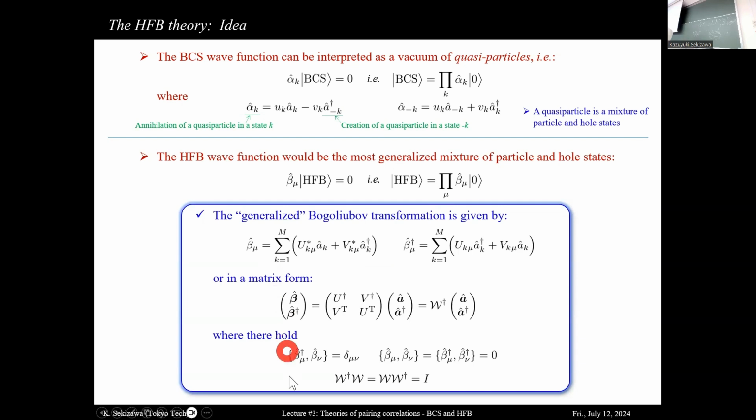Yeah, so these are just a condition. So this is just the idea. Quasiparticles can be written in the matrix form, and those operators obey the anti-commutation relations.